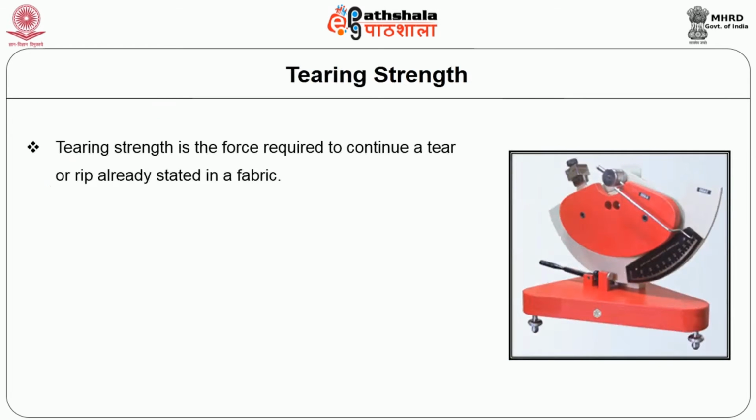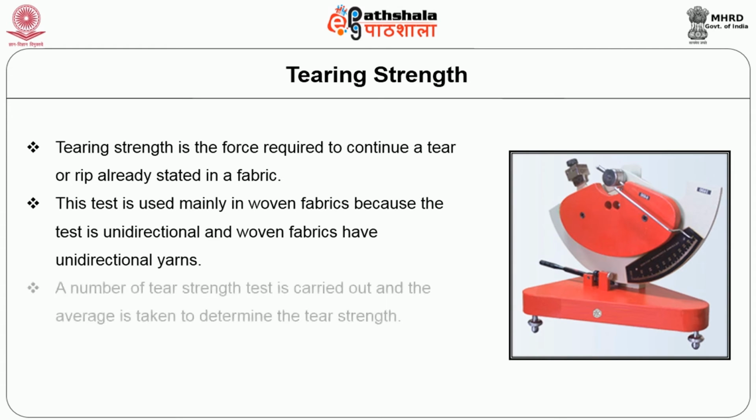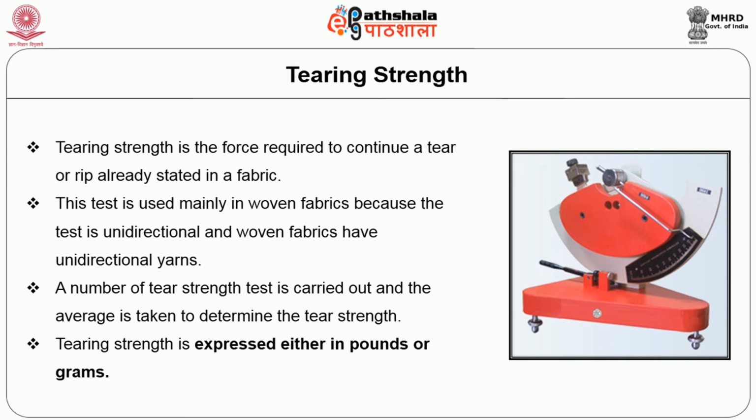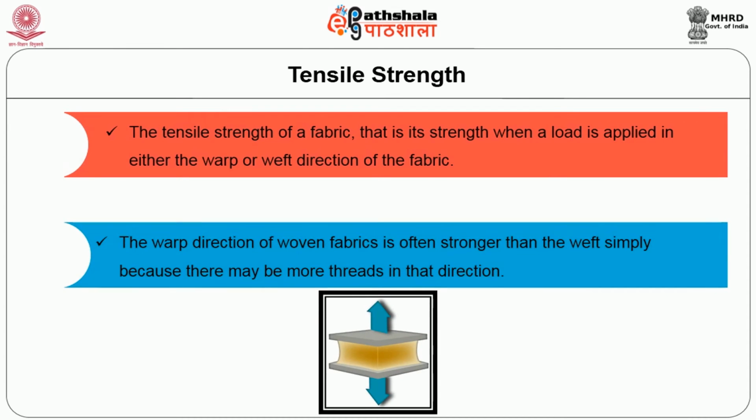Then another thing is tearing strength. Tearing strength is the force required to continue to tear or rip an already started tear in a fabric. The test is used mainly in woven fabric because the test is unidirectional and woven fabrics have unidirectional yarns. Tearing strength is expressed in terms of pounds or grams. Now we are going to tensile strength. The tensile strength of the fabric is the strength when a load is applied in either the warp or weft direction of the fabric. In woven fabrics, the warp direction is often stronger than the weft simply because there are many more threads in the warp direction.